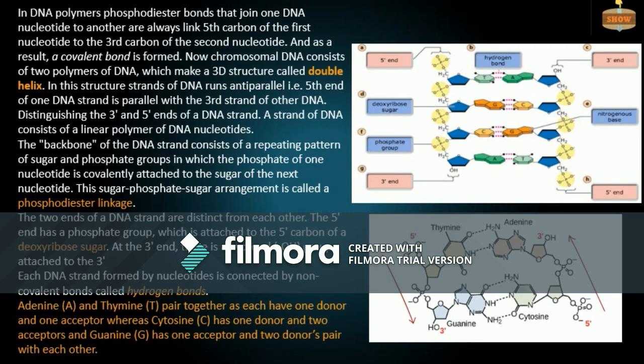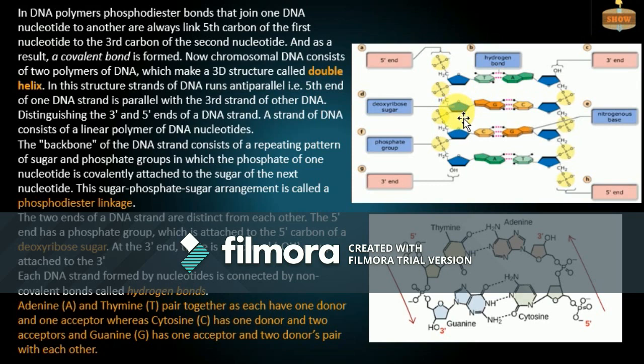A strand of DNA consists of a linear polymer of DNA nucleotides. The backbone of the DNA strand consists of a repeating pattern of sugar and phosphate group, in which the phosphate of one nucleotide is covalently attached to the sugar of the next nucleotide. This sugar-phosphate arrangement is called the phosphodiester linkage. I am talking about this. This is a phosphodiester linkage.